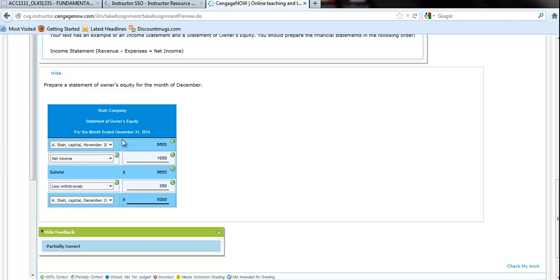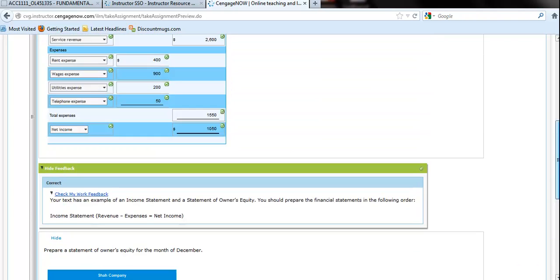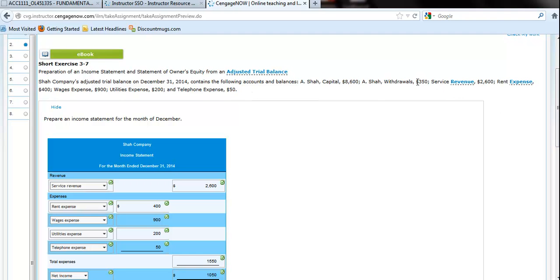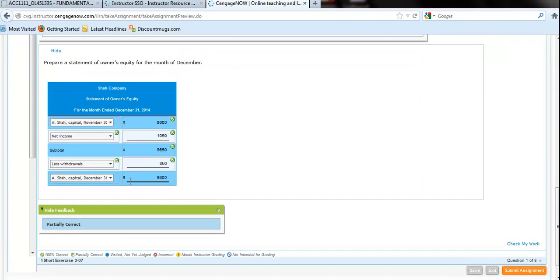Okay, so what I'm going to do is start out with my beginning capital, and my beginning capital is November 30th, which would have been my ending capital for November, which would also be my beginning capital for December. Then I add in my net income that I calculate on the income statement above, and I get a subtotal. And then I'm going to subtract out the withdrawals that the owner made in the month of December. So I put less withdrawals, and if you scroll back up here, it tells us there was 350 in withdrawals. So I subtract that out, and I end up with my ending capital balance as of December 31st, 2014, of $9,300.